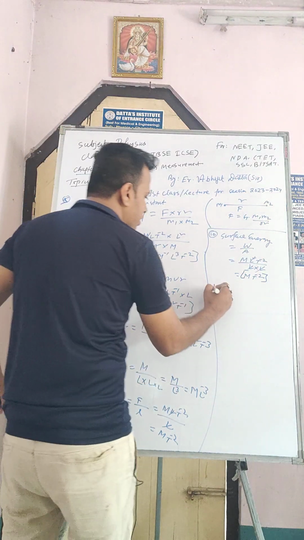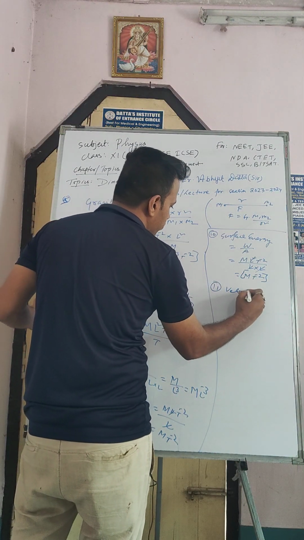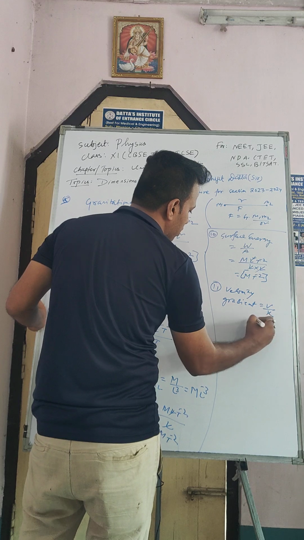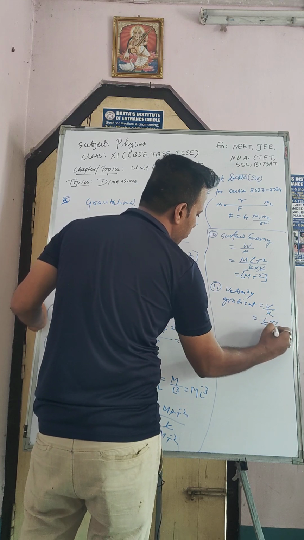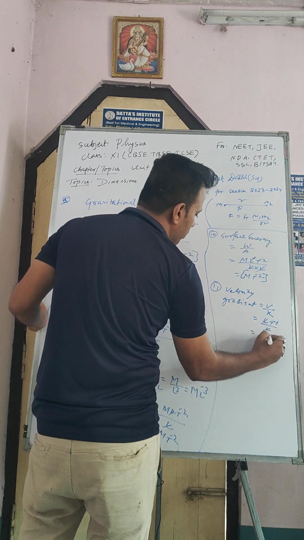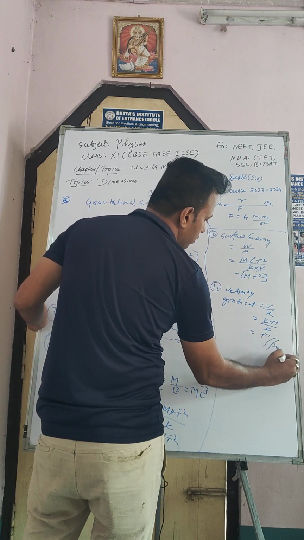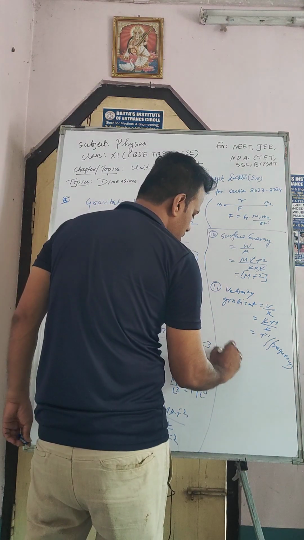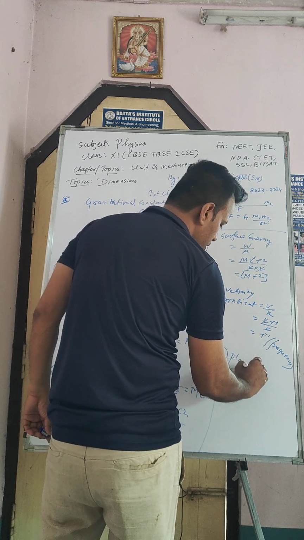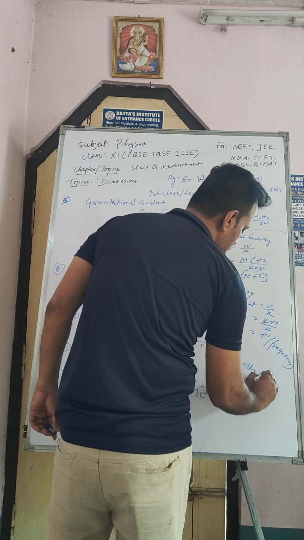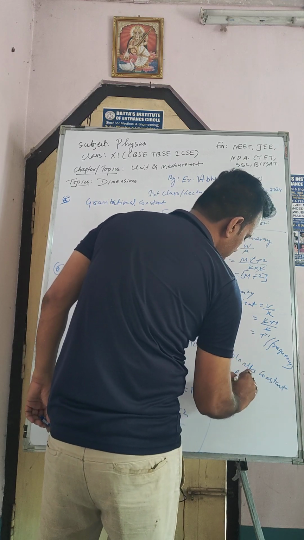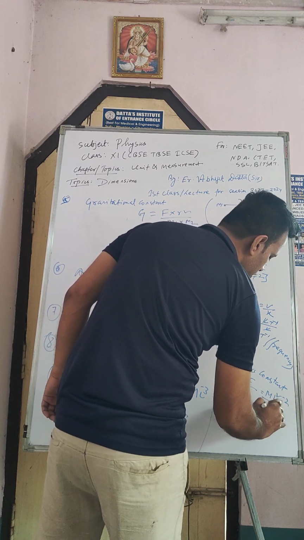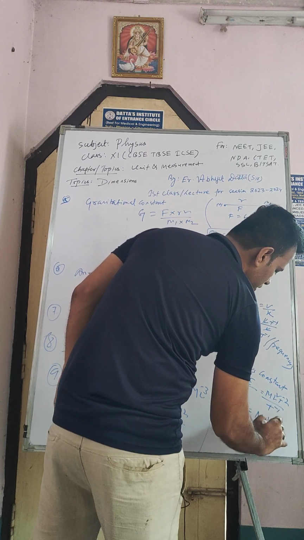Okay. Next, they may ask velocity gradient. That is velocity by distance. So it will be LT^-1 by L. L will be cancelled. It will be T^-1, and it is the dimension of what? Frequency. Or they may ask number 12, Planck's constant. Planck's constant, that is h equal to energy by frequency. Energy is ML^2T^-2. Frequency is T^-1. So the dimension will be ML^2T^-1.